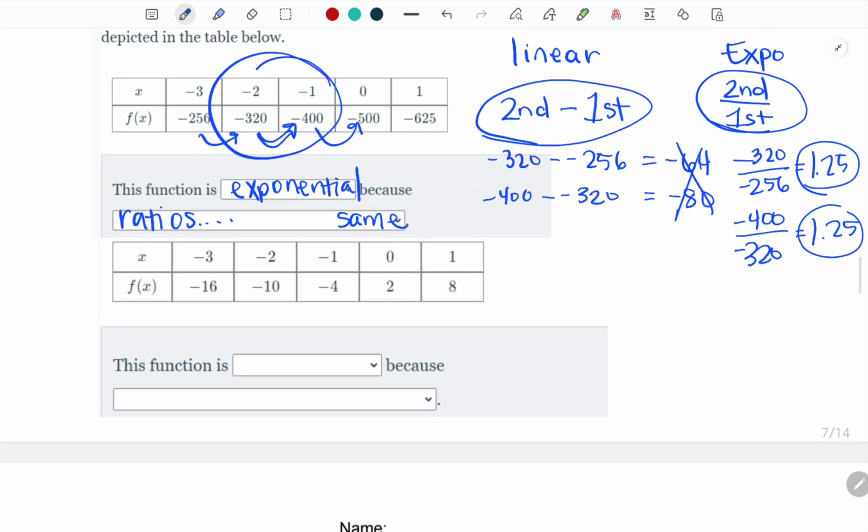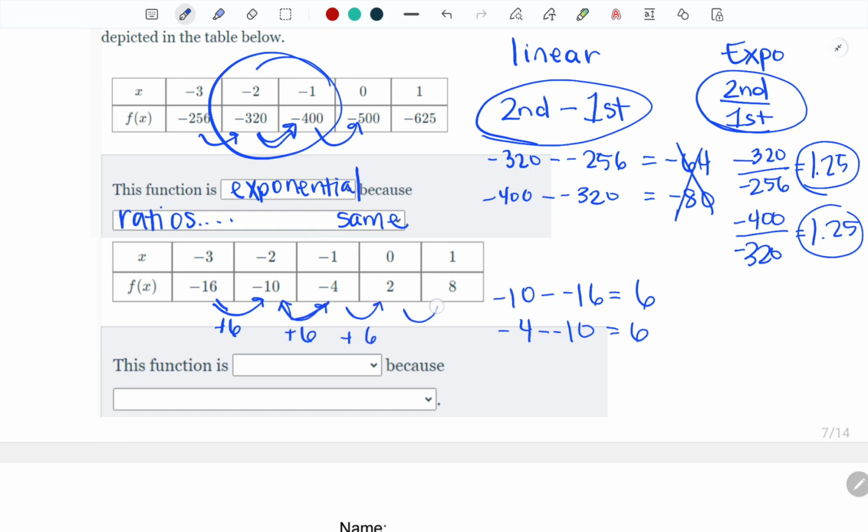Okay, let's check again. Think to yourself, what do you think this is going to be? Okay, let's try it out. Linear. I'm going to try linear first. Negative 10, because that's my second term, minus negative 16. That is going to be plus 6. And then I'll try it again. Negative 4 minus negative 10, because that's second minus the first. That is also 6. So I'm adding 6 as I go on.